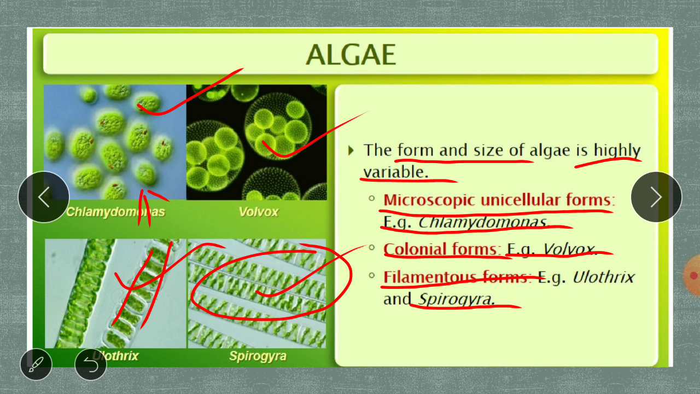The green color thing that you are seeing is the chloroplast. They are having the spiral shaped chloroplast in case of Spirogyra. So in form and size, they can be unicellular, microscopic, or they can be colonial, or they can be filamentous forms.